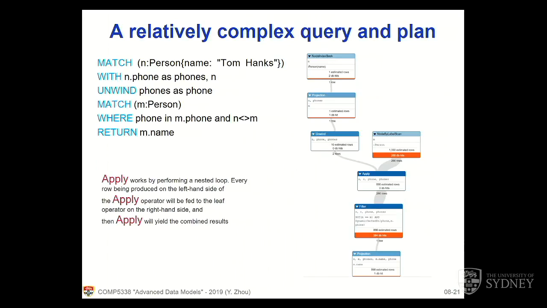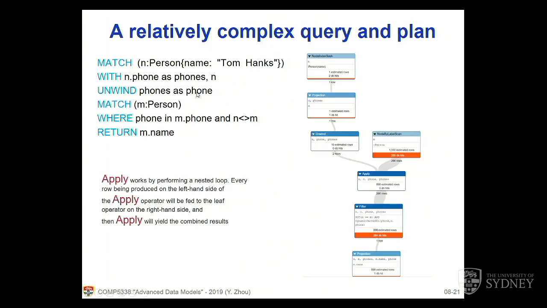Okay, now let's see a few more query plans, something a bit more complicated. Here is a query and its plan. This is what we want: to find the person who shares a phone number with Tom Hanks. That's the query we've seen in last week's lecture. So we match a person whose name is Tom Hanks, assuming we have built an index on the name property of the person node.